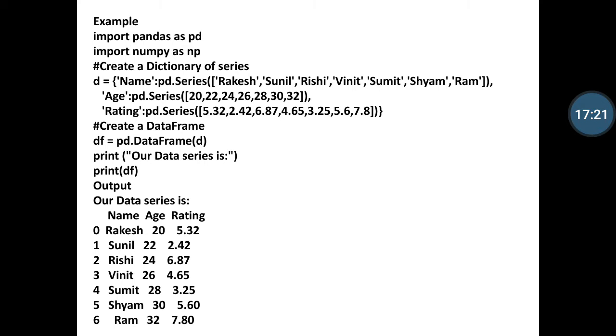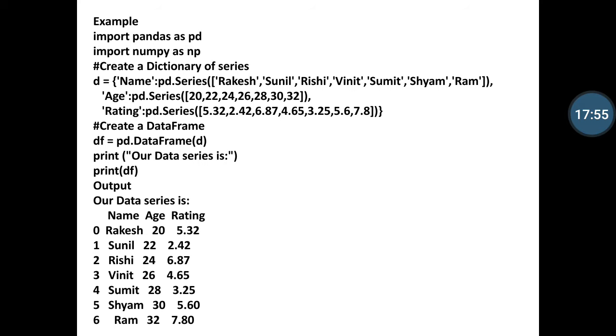So first of all, you import both libraries and create a dictionary type data structure. I am creating a variable d as a dictionary data structure and defining it in curly brackets, with the keys name, age and rating. Then I call pd as an alias name of pandas, and then create a series.